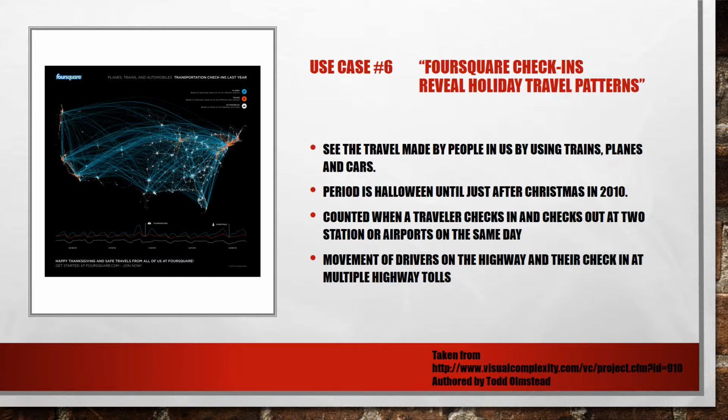The next use case is Foursquare check-ins revealing holiday travel patterns. You can see the travel made by people in the US with the help of trains, planes, and cars. The period that the author took for this is from Halloween until just after Christmas in 2010. It counts when a traveler checks in and checks out at the station or the airport on the same day, whereas the movement of drivers moving by car is tracked on the highway through check-ins at multiple highway tolls.